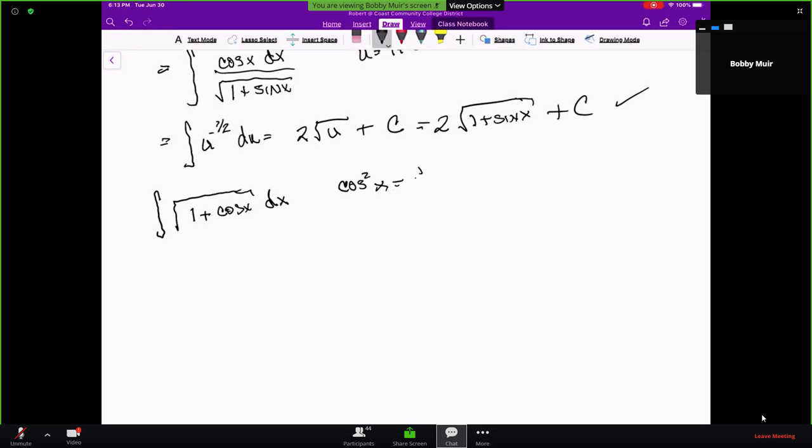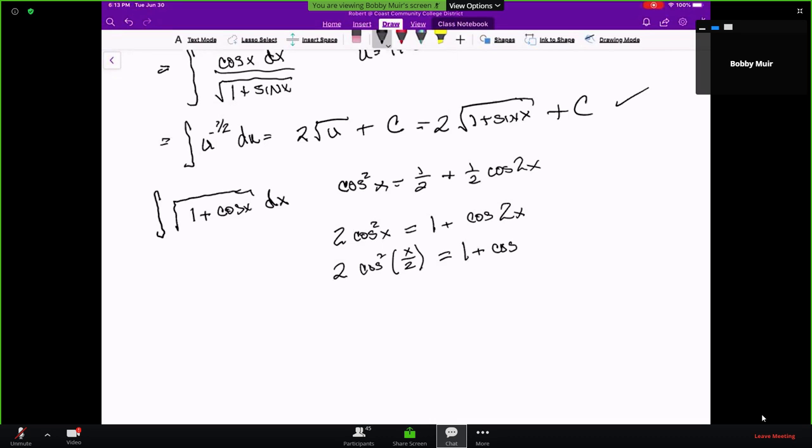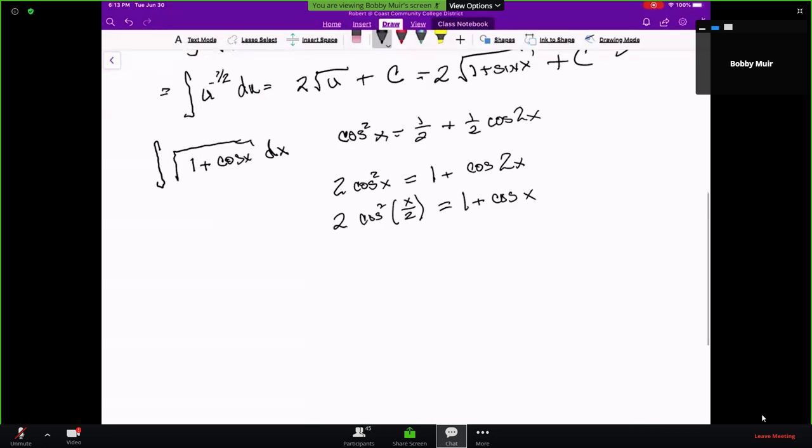squared of x has this identity, 1/2 plus 1/2 the cosine of 2x. So that means that 2 cosine squared x's are going to be 1 plus the cosine of 2x. So that means 2 cosine squared of x over 2 is going to be 1 plus the cosine of double that. So that means that this is going to be the integral of the square root of 2 cosine squared of x over 2 dx.